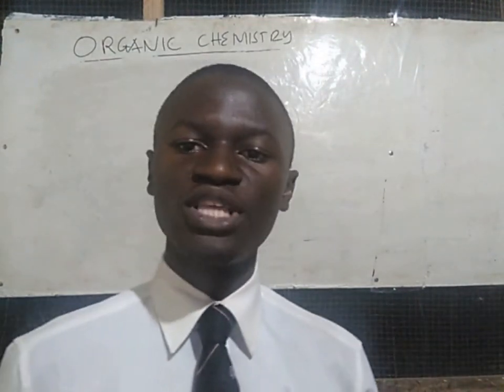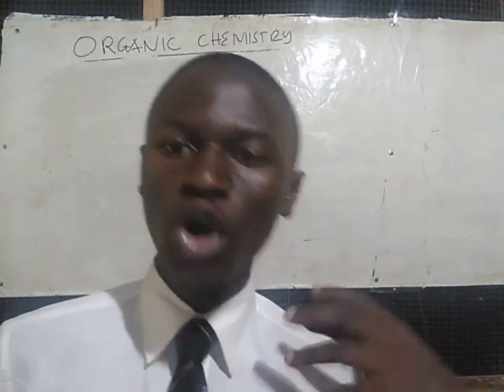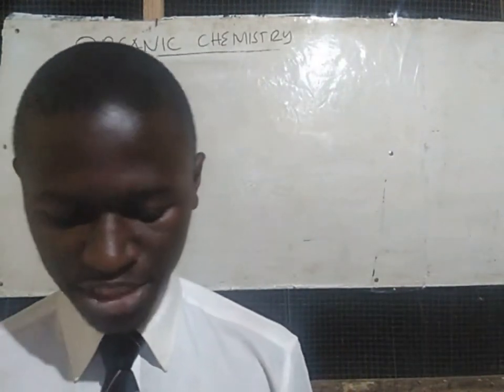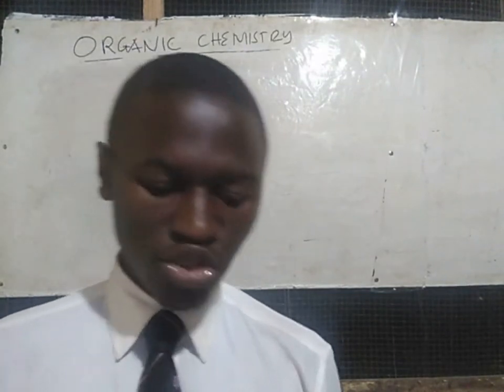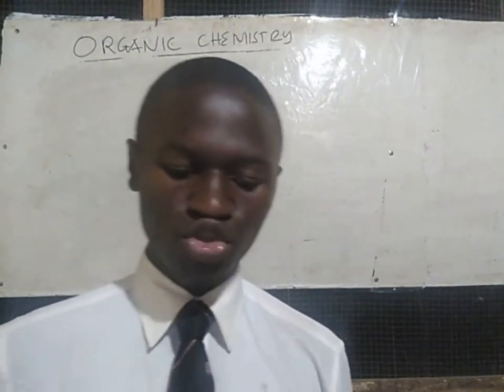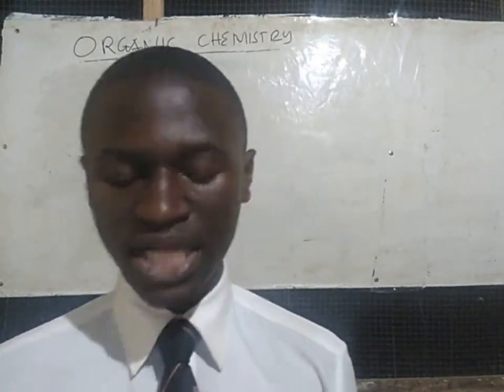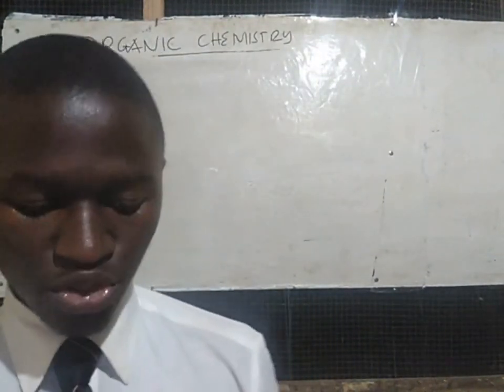While organic compounds are made up of few elements, inorganic compounds are composed of all known elements. When we are talking of the source, the major or general source of organic compounds is living matter, that is plants and animals. But the general source of inorganic compounds is non-living matter, such as minerals.